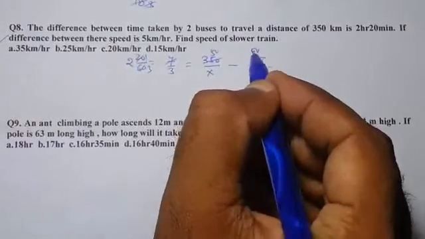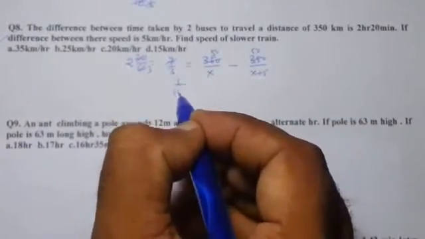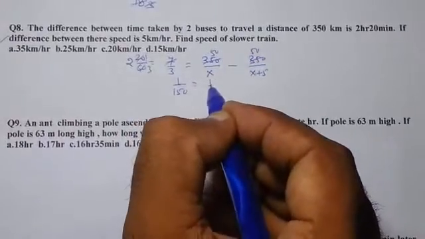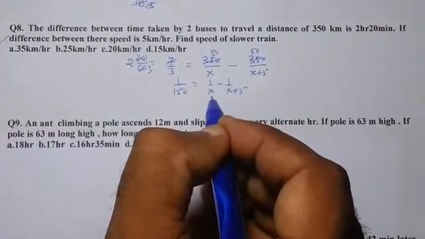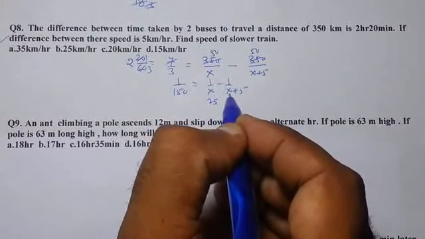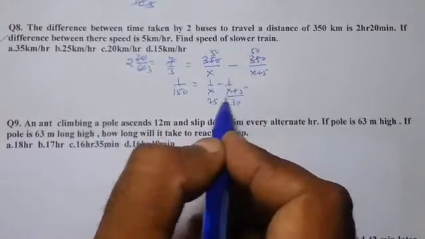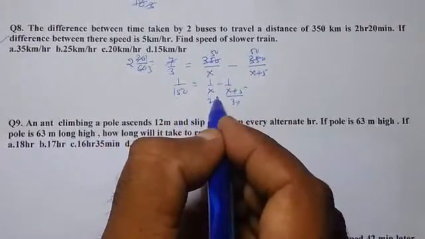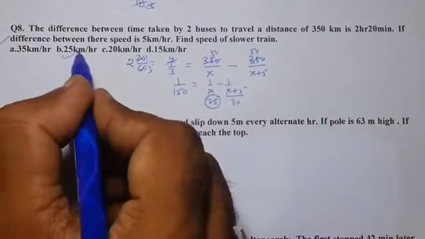It is 50. We'll take this 50 over here. So it will come to 1 upon 150 is equal to 1 upon x minus 1 upon x plus 5. Logic shows that if the value of x is 25, the value of this is now 30. So 1 upon 25 minus 1 upon 30 is equal to 1 upon 50. So the value of x is 25. So this 25 is the answer.